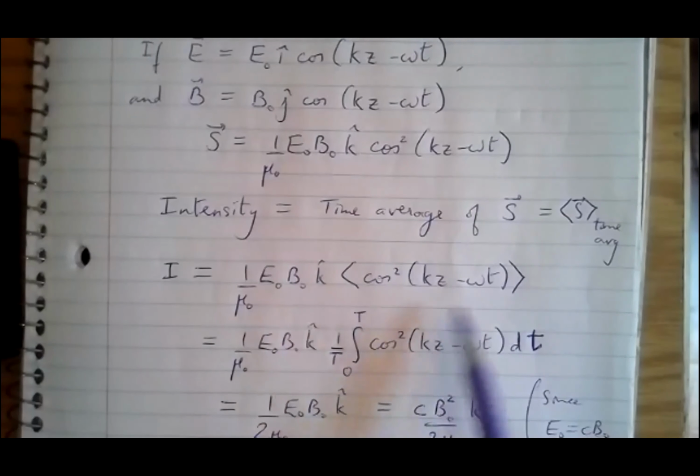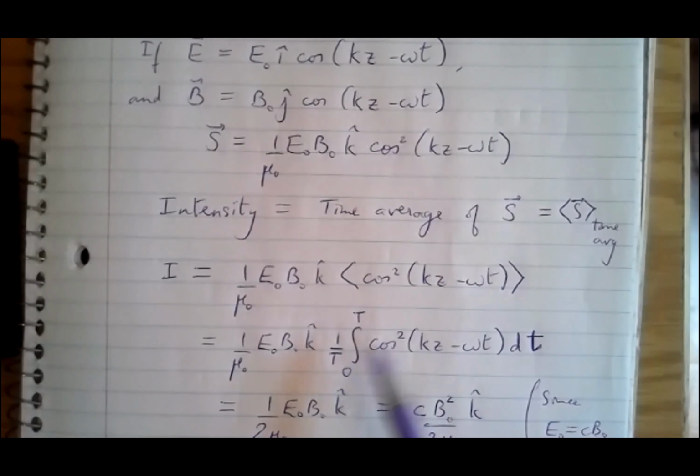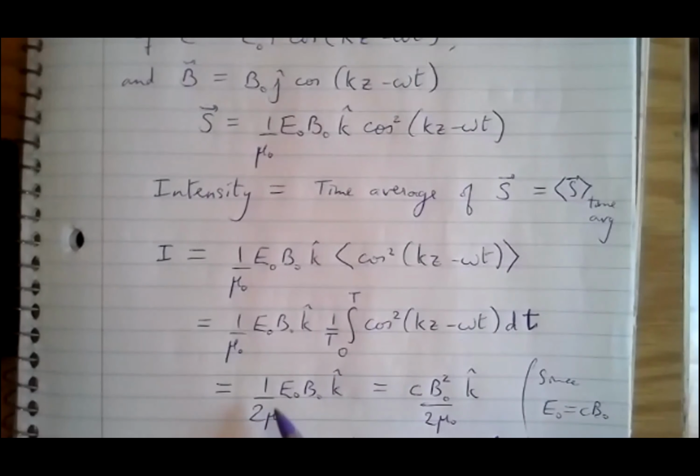How do we take the time average? We integrate it over one period of oscillation, right? This is an oscillating electric and magnetic field, so an oscillating S vector. We integrate that over one time period and then divide by the time period. So it's the time average of cosine squared, and it turns out this ends up being 1/2. We can do the math if needed, but this ends up being 1/2. So we end up with 1/2, 1 over mu naught, E naught B naught, k hat.